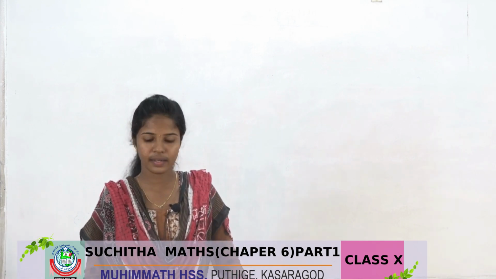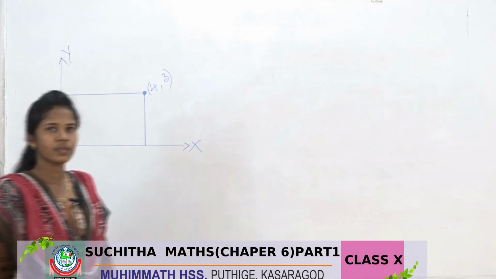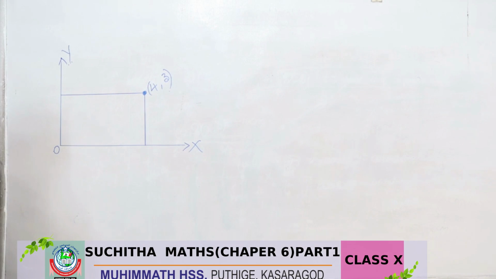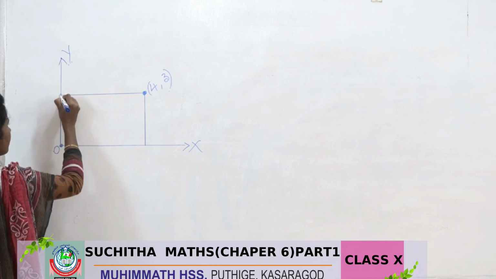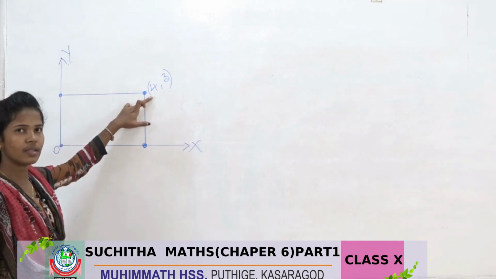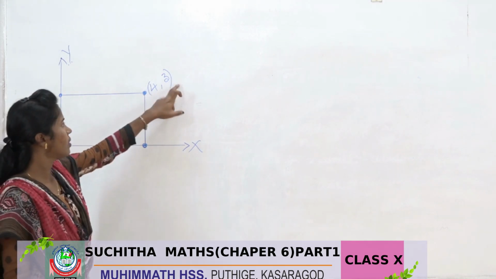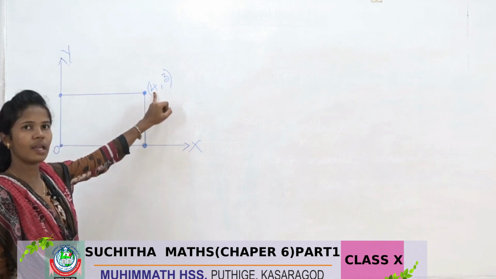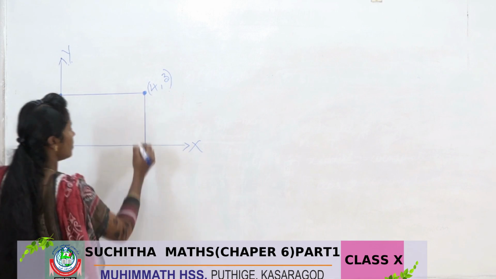Now in your textbook, open page number 135. First question. Find the coordinates of the other 3 vertices of the rectangle below. So a figure is given. In this figure, we have to calculate the coordinates of the other 3 vertices of this rectangle. The coordinate of one vertex is given. It is 4, 3. So here 4 denotes the number in x-axis. So this number is 4.